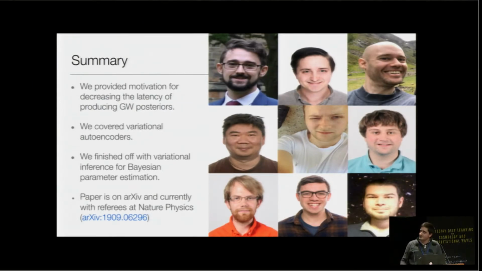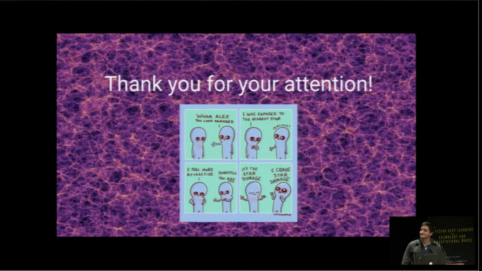So yeah, I think we provided motivation for why we're doing this, what variational autoencoders are, and then finally talked about some of the results. As I said, the paper is on arXiv and is currently with referees. And that's some of the people that do ML and physics at Glasgow. There's me and Michael right there. Yeah, so thank you very much.